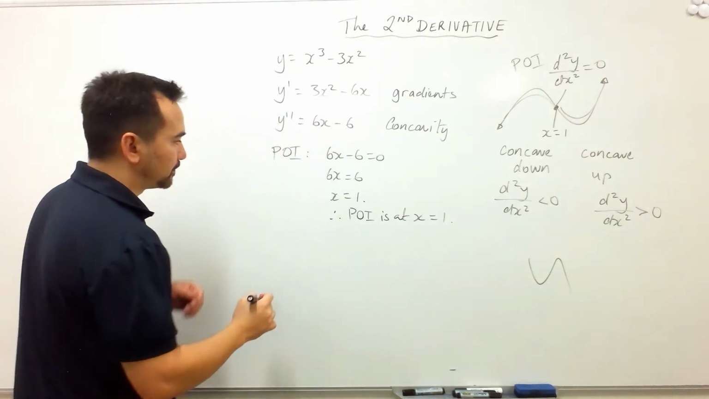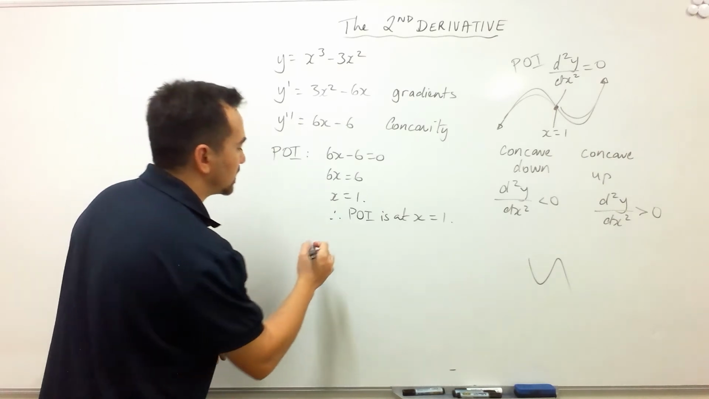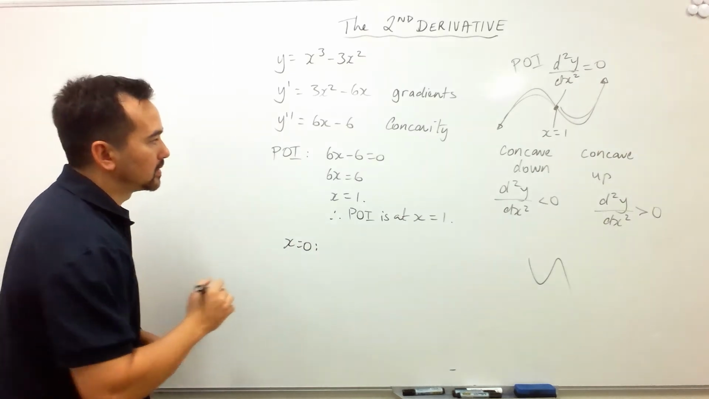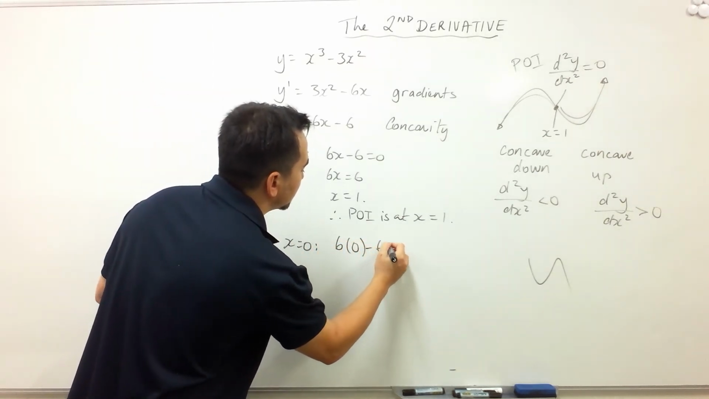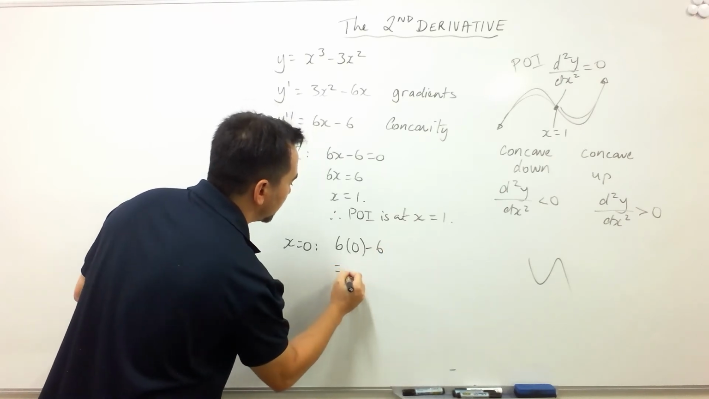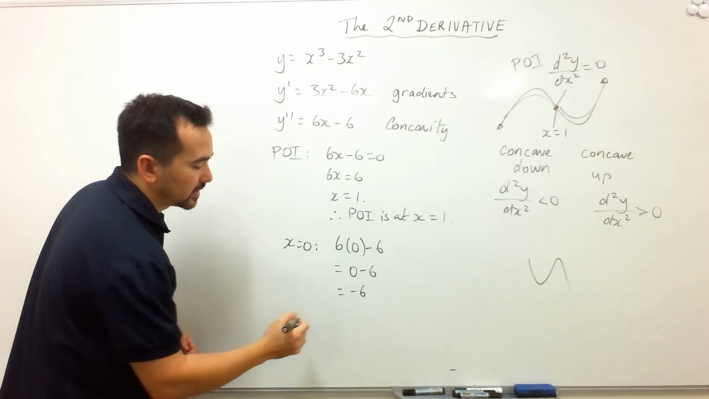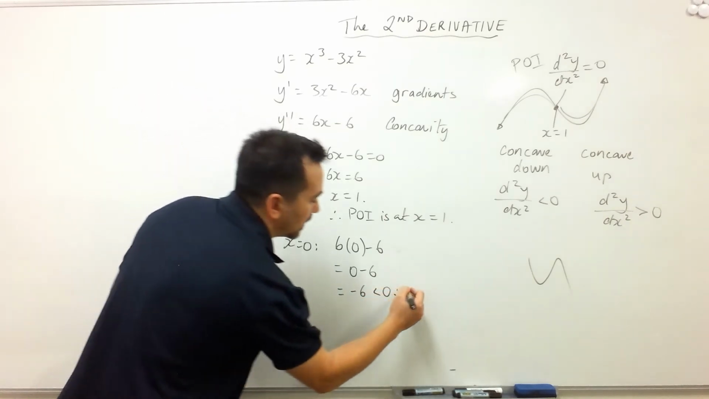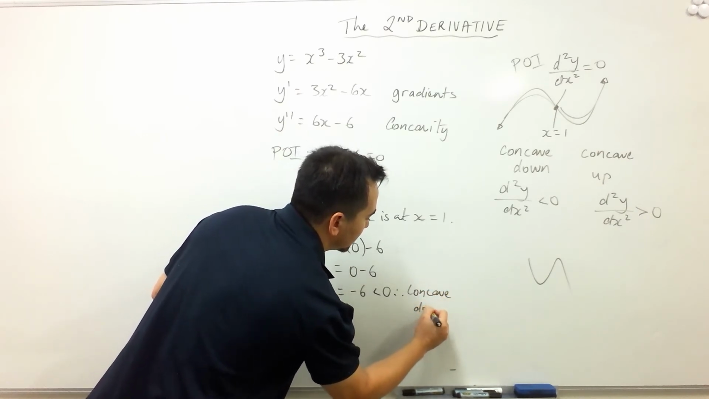Here we go. Let's trial a number like x equals 0 this time and see what happens. 6 times 0 take away 6 is equal to 0 take away 6, which is negative 6. Negative 6 is negative, and it's less than 0. We can say, therefore, it is concave down.